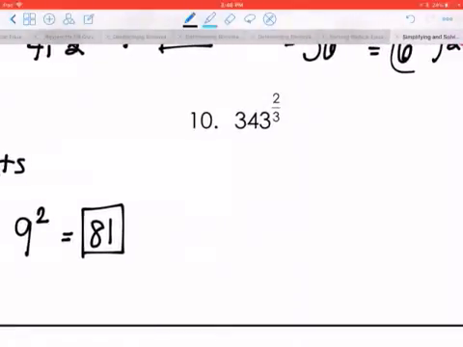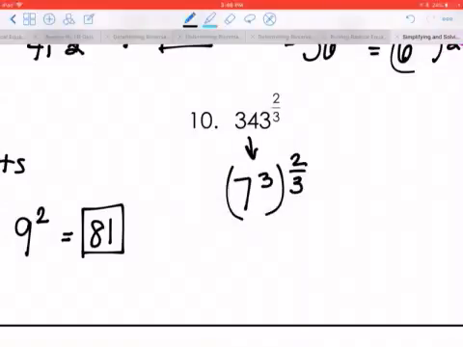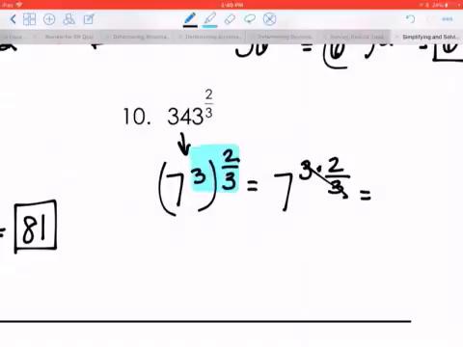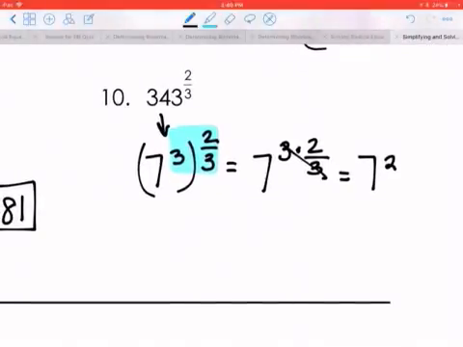Okay, number 10. How do we rewrite 343? I'm looking at the board. 343 is 7 to the 3rd raised to the 2/3. Again, when you're raising a power to a power, you multiply the exponents, which allows the 3's to cancel. So you're left with 7 squared, and 7 squared is equal to 49.